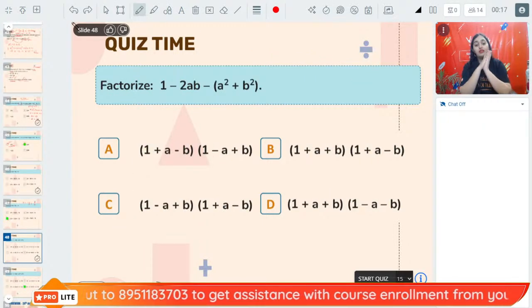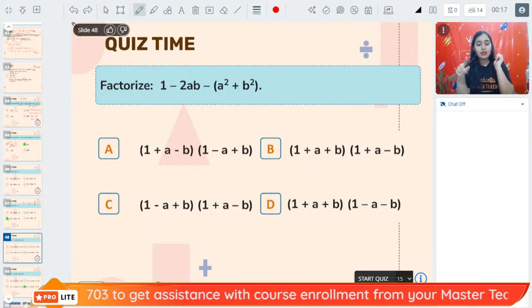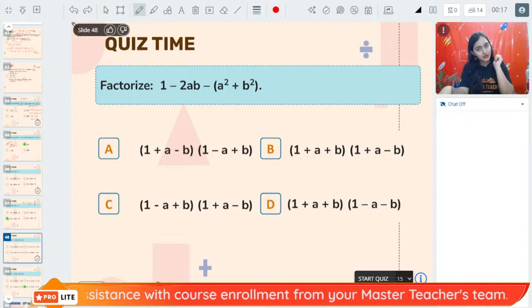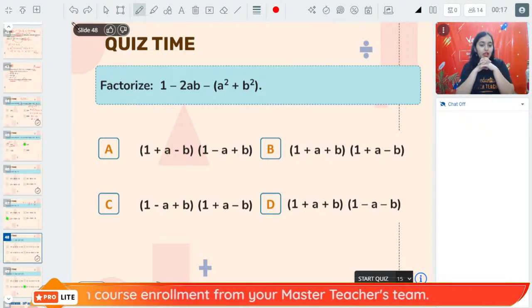And now the last question. Factorize 1 minus 2ab minus a square plus b square. What is the factor of this equation?